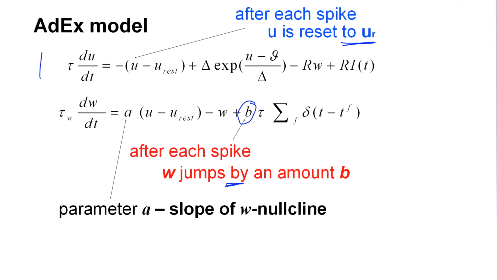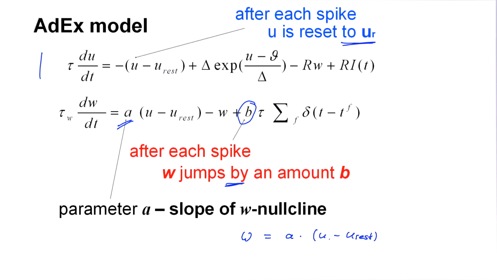Now there's a further important parameter, and that's this parameter a. It corresponds to the slope of the w null line. If you do a null line analysis, you can forget about spikes. You solve the null line equation by setting the left-hand side to 0, and the result is w equals a times (u minus u_rest). And that means the w null line is a linear function of the voltage.